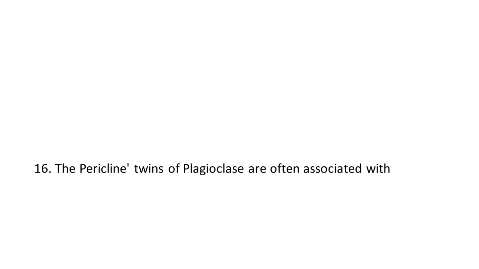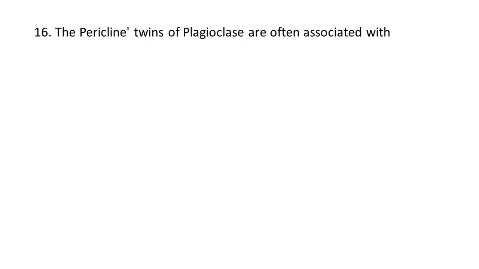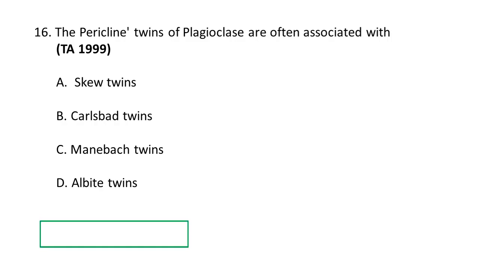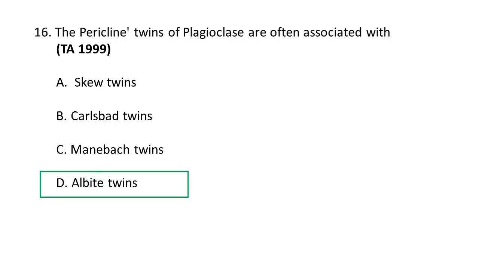Next question. The pericline twins of plagioclase are often associated with A. Skew twins, B. Carlsbad twins, C. Manebach twins and D. Albite twins. The pericline twins in plagioclase are associated with albite twinning, which together produces a cross-hatched pattern called tartan twinning. So D, albite twins, is the correct option.